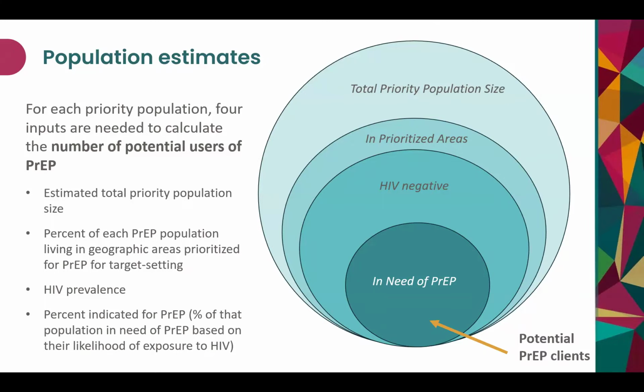Similarly to the tool we've reviewed before, the Prep-It looks at priority populations for PrEP and tries to isolate down to the number of people who are in need of PrEP or the potential PrEP clients. And we think about the broader population size. And then in situations where they're prioritized in certain geographies, what percent are in those prioritized areas. We're looking at the HIV negative population, of course, so we're factoring in HIV prevalence. And then looking at the percent indicated for PrEP or those that are in need of PrEP based on their likelihood of exposure to HIV. And that's where we start with our potential number of PrEP clients.